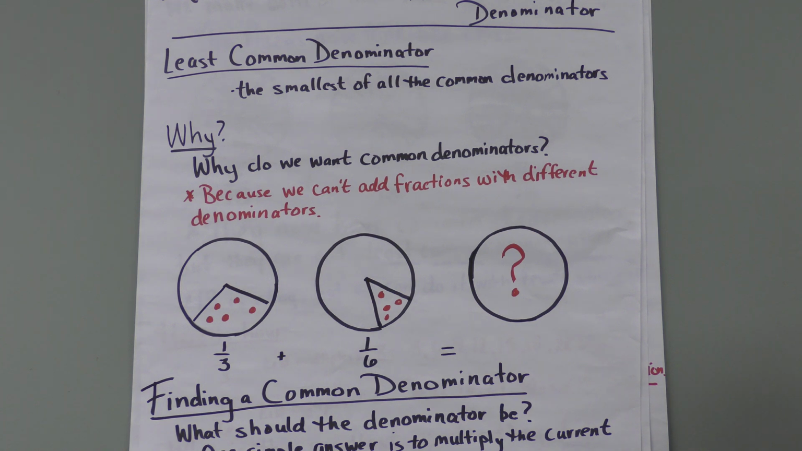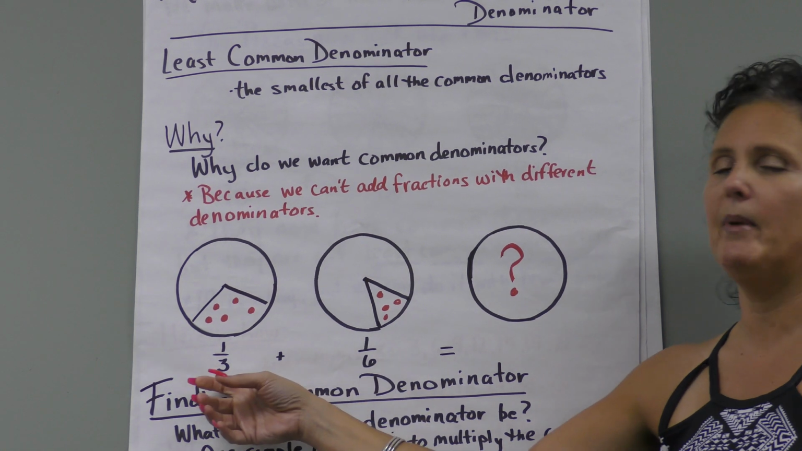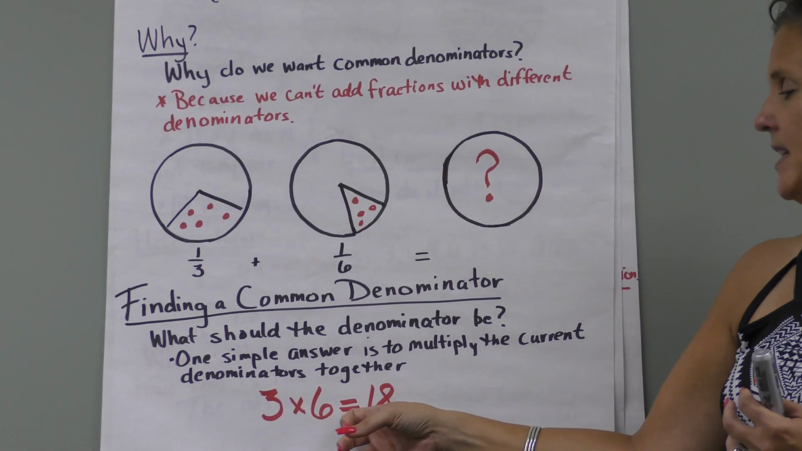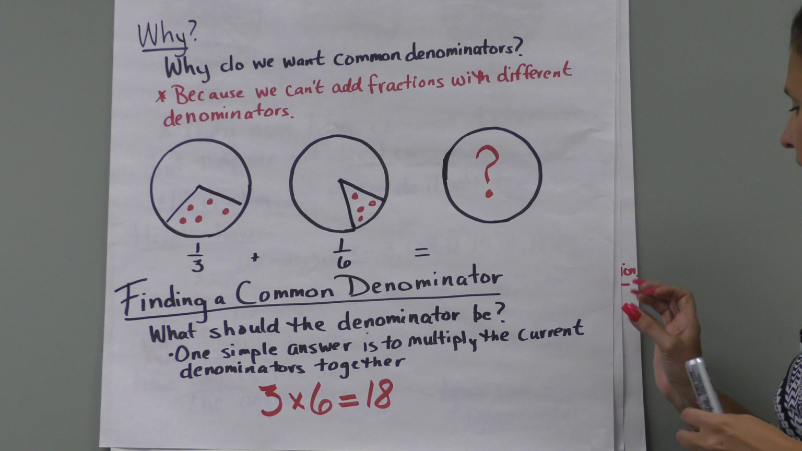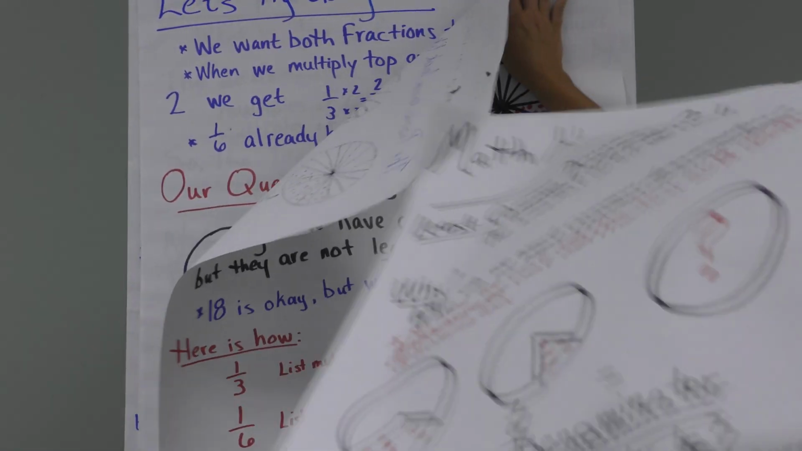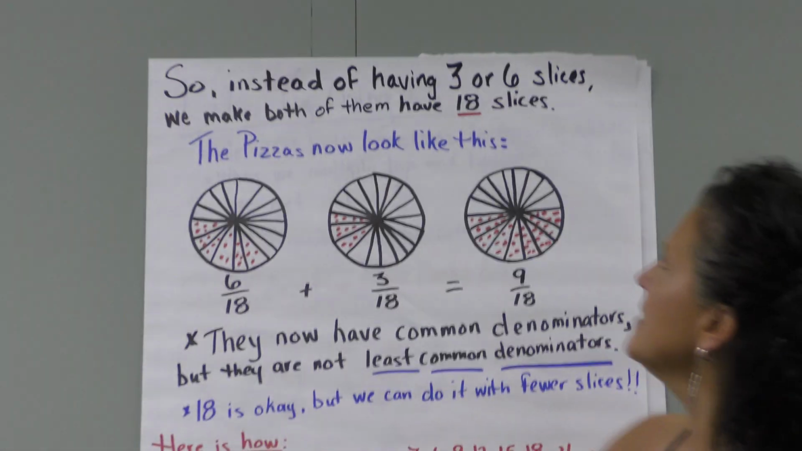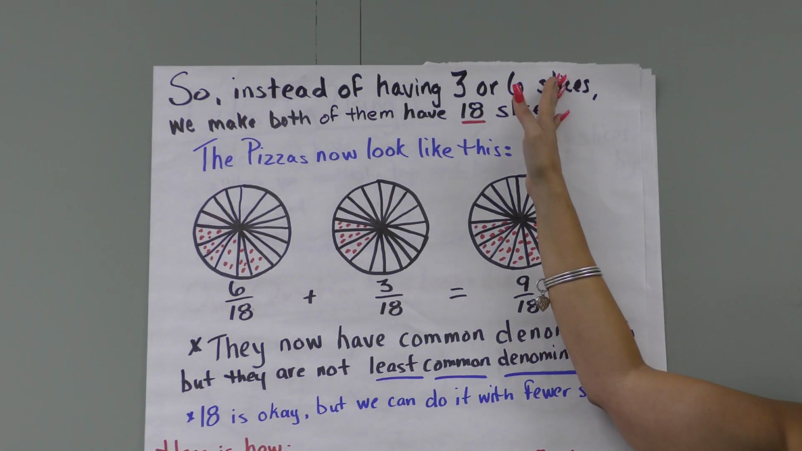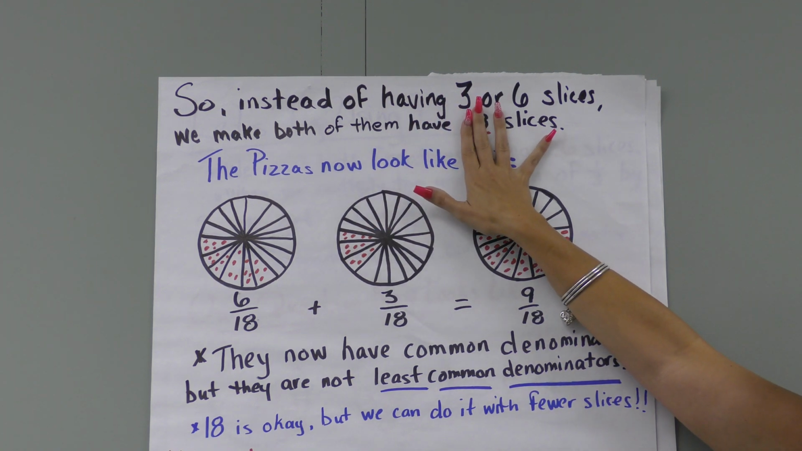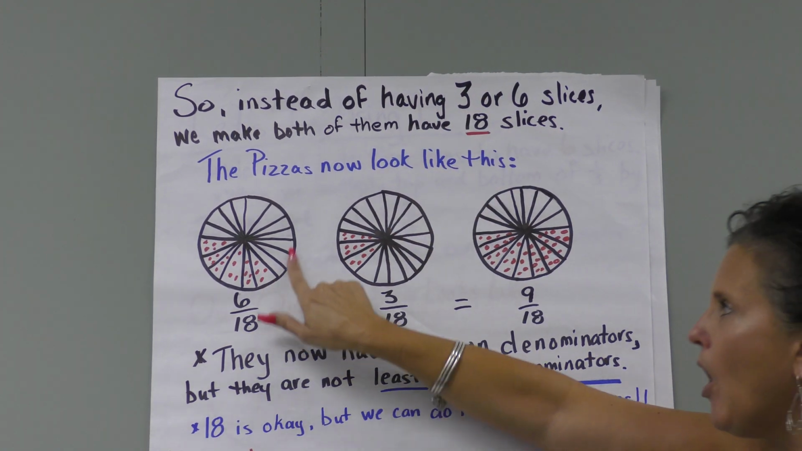What should it be? One easy way we could do it is just to multiply these two denominators together, right? So if we multiply 3 times 6, we get 18. And then we're going to use 18 on our pizzas. So instead of having 3 or 6 slices, both of our pizzas in this instance now have 18 slices. So here are all of these slices.